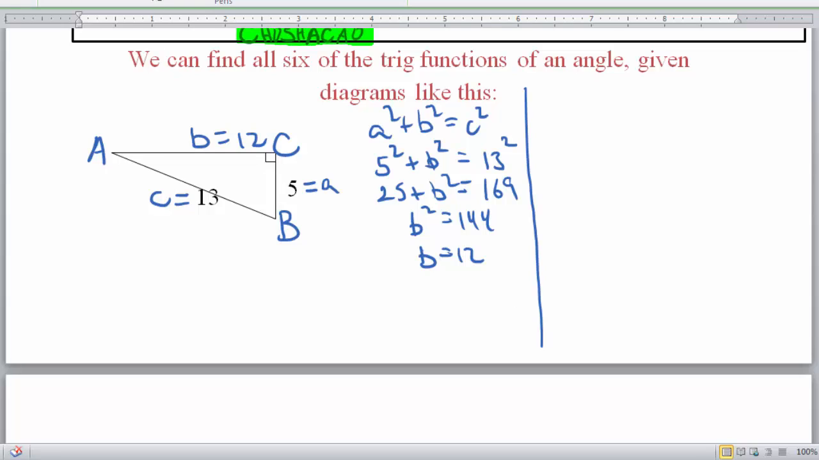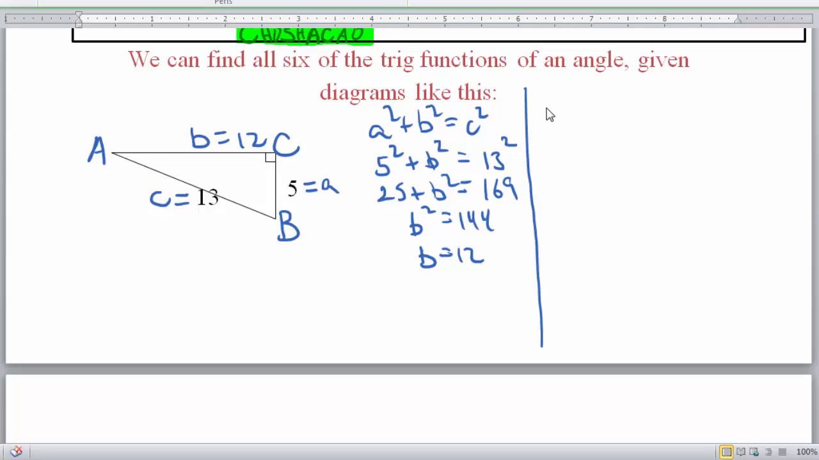So I can find the third side just by using the Pythagorean theorem. I didn't do anything with the trig functions yet, I just found the third side. But now that I have all 3 sides, I can find the 6 trig functions of a given angle. And that's the first thing to decide: what do I want to take the trig functions of? Angle A or angle B? Alphabetical order would tell me to go with angle A first.